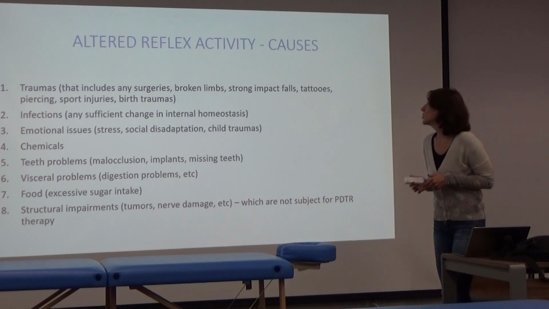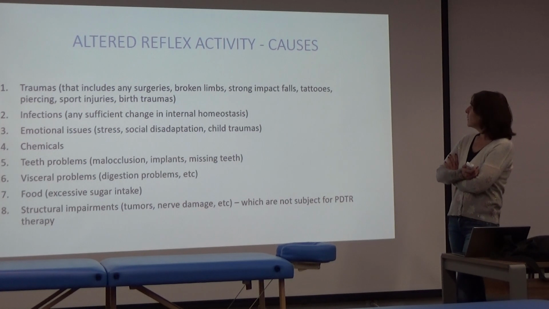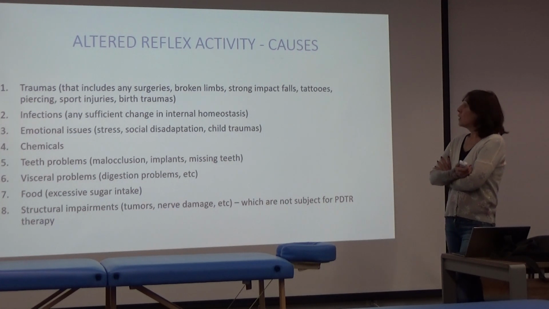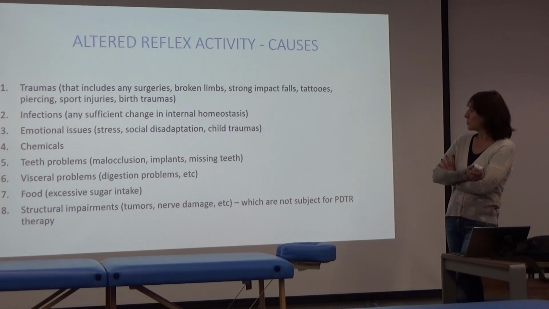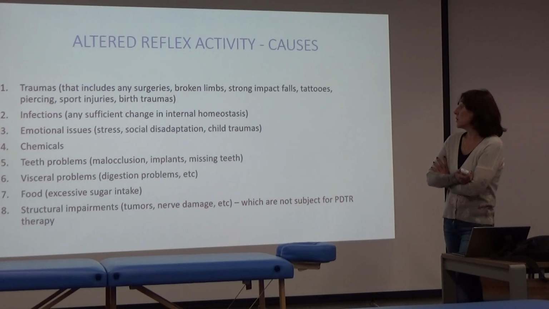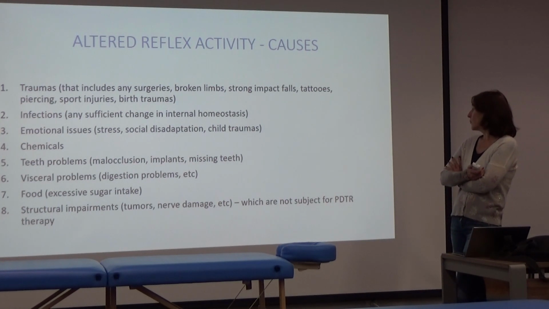So the causes of altered reflex activity: traumas, and that could include any surgeries, broken limbs, strong impact falls, tattoos, piercings, sport injuries, birth traumas, etc. Infections, any sufficient change in internal homeostasis. It could be emotional issues, stress, social disadaptation, kids' traumas. Chemicals, problems with teeth, malocclusion, implants, missing teeth. Could be visceral problems, digestion problems. It could be food, excessive sugar intake. It could be, of course, structural impairments like tumors, nerve damages, etc.